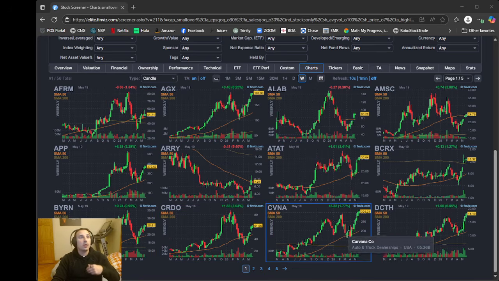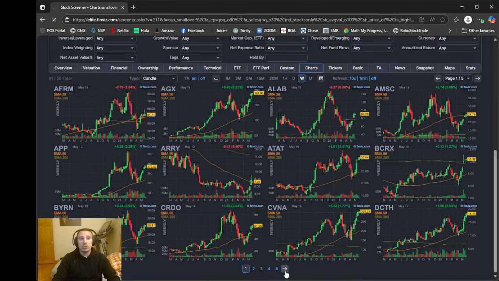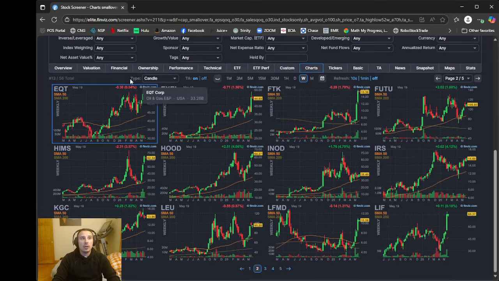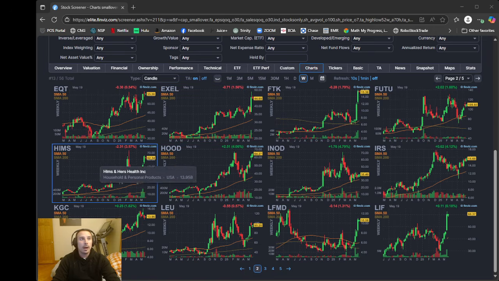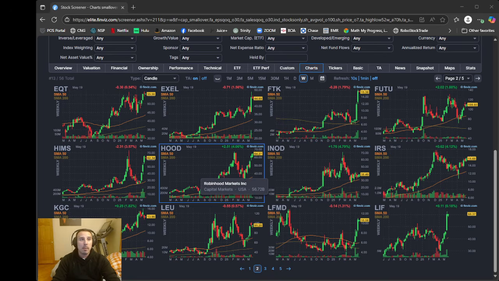I just wanted to give you guys kind of a preview of how I use Finviz, but we'll just finish going through this list and you guys can see EQT, super base on the weekly. This thing has just gone really nicely sideways. I mean, the weekly on this thing looks fantastic, like it wants to go higher. HIMS is another one that's on there. KGC is a name that I own. Hood is a name that we've been talking about for forever.